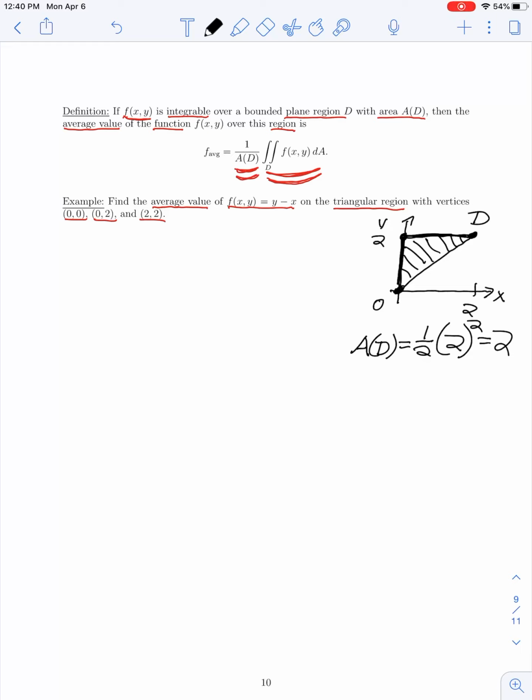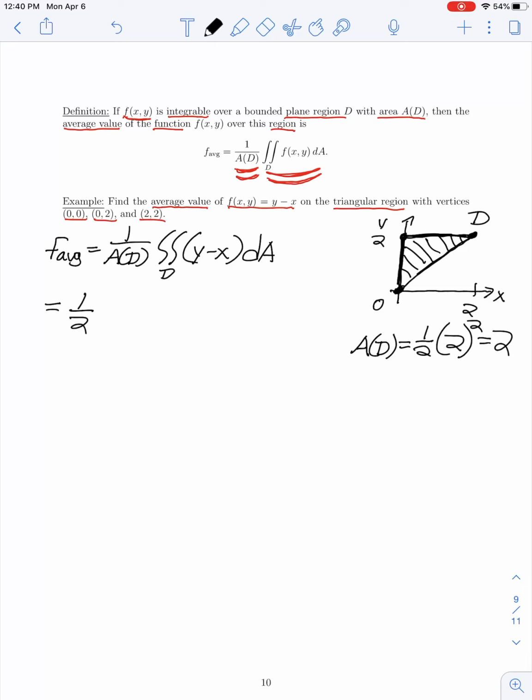Now to find the average value of this function over our region, we're going to take 1 over the area of that region D times the double integral over D of our function, which was y minus x. So let's set this up. We have 1 over the area, which we found to be 2. So 1/2 of this double integral.